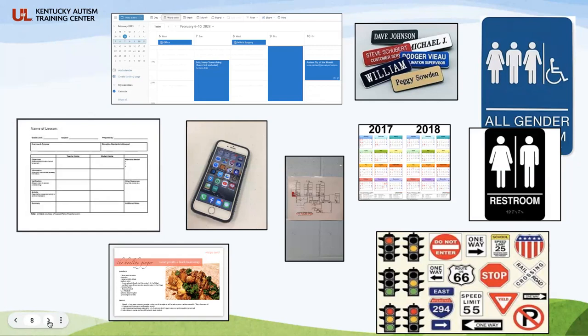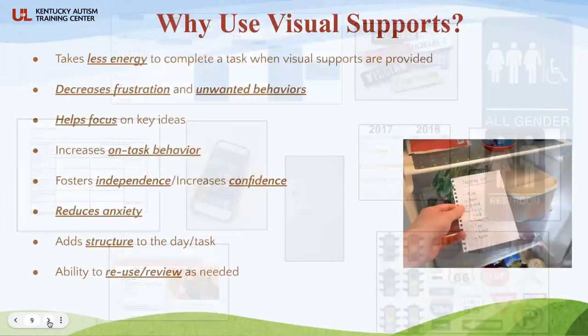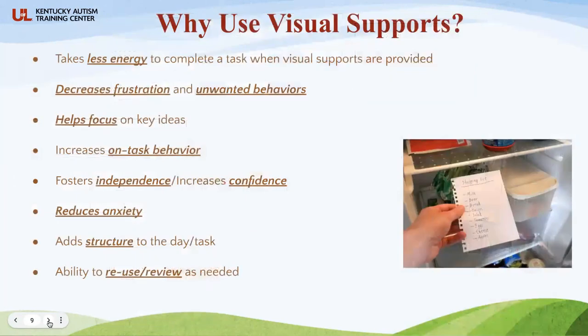But then there's others that they may need in one form or another for the rest of their lives, just like we do. So we're going to talk more about that and what type of visual supports to use for what, and what that may look like, and what factors to think of so that they're as effective as possible. And why use visual supports?